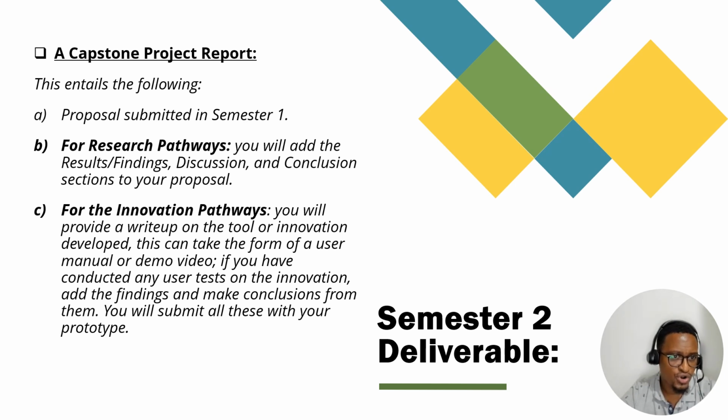So for those in the innovation phase, you will not have a research results and findings section similar to the research colleagues who are undertaking the research. This is where the difference will come. In your chapter 4 and 5, you will basically submit either the demo video or user manual, and user tests. Even if you have comments or reviews from the various users, you can have them there.